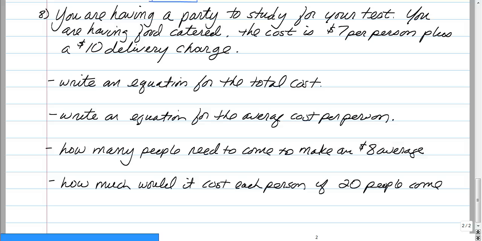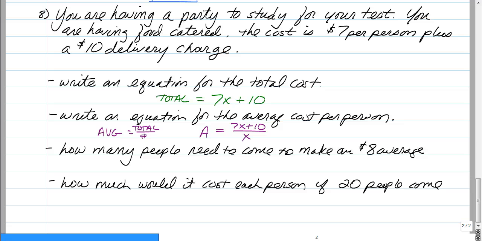So to write an equation of the total cost, your total would be $7 per person plus the one $10 delivery. Okay, so that would be an equation for your total cost. The average per person is just going to be, the average is always the total divided by the number of people. So basically your equation is going to look the exact same. So A for average is equal to the total cost, 7x plus 10, divided by x number of people. That would be your equation for the average.